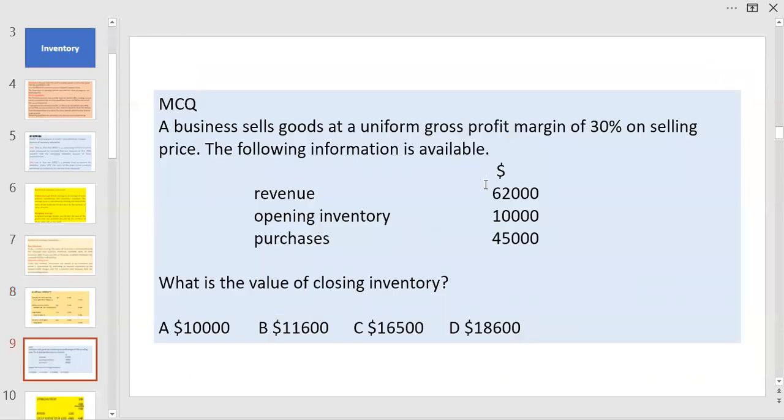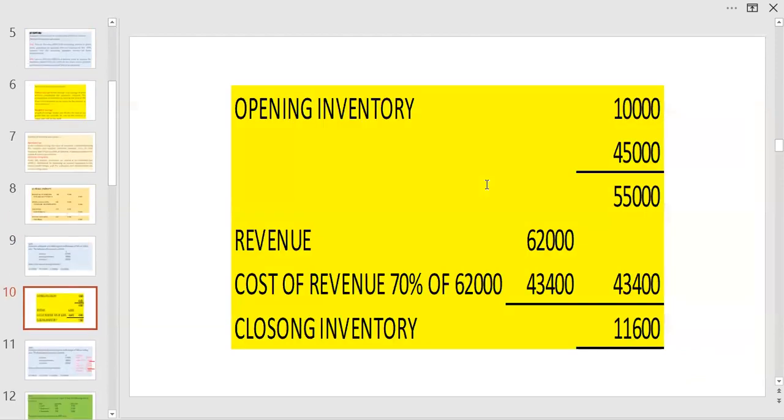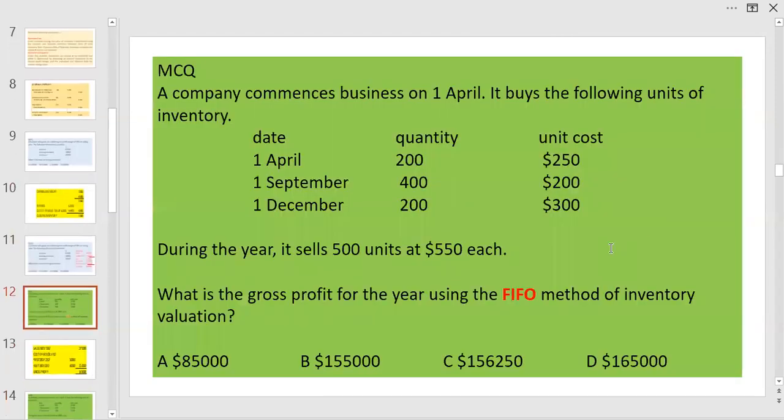The business sells goods at a uniform gross profit margin of 30% on selling price. The following information is given. Revenue is given, opening inventory, purchases. What is the value of closing inventory? Opening inventory 10,000, purchases 45,000, revenue is 62,000 converted into cost of sales, which is 43,400. Therefore, the closing inventory is 11,600. The answer is B.